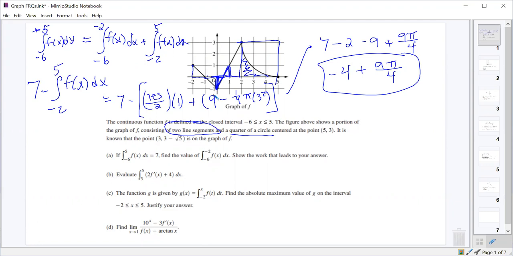All right, so part A was worth 3 total points. 1 for having this integral set up to begin with. 1 for finding this 9 minus 9 pi over 4 value. And 1 for your final answer. Good or no?